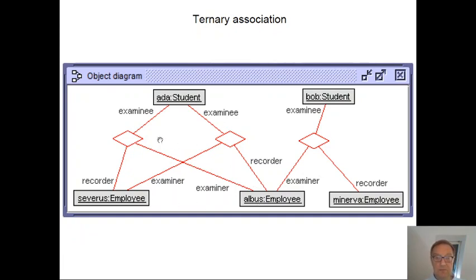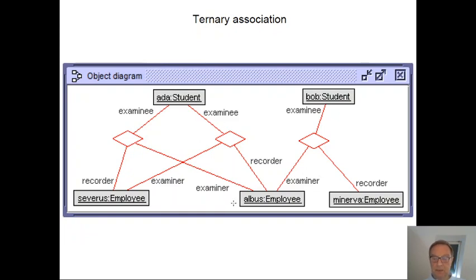So for these two examinations, Severus and Albus have switched roles. In one examination you have the combination recorder-examiner, and in the other examination you have the other combination. And in the third examination, Albus is also involved as an examiner, Minerva was a recorder, and Bob was the examinee.